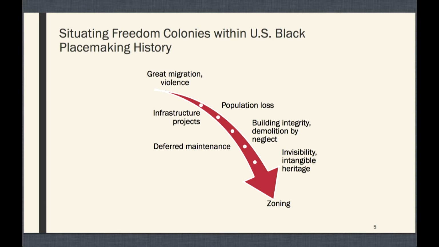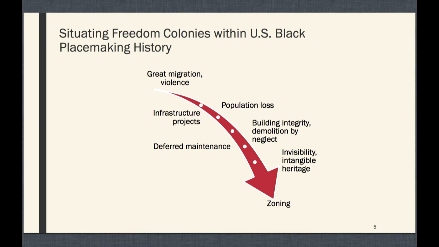And so to situate Freedom Colonies within the broader United States Black placemaking history and movements, we can also think of places such as Eatonville in Florida, Nicodemus, Kansas. But what's distinct about Freedom Colonies, as I said before, is their intentionality, and their state is often unmapped, not visible in public records for a number of reasons.